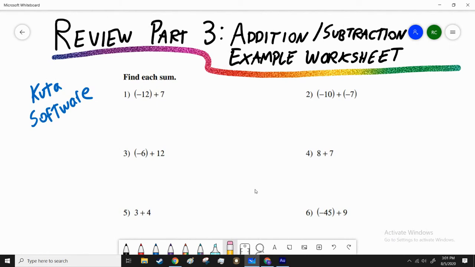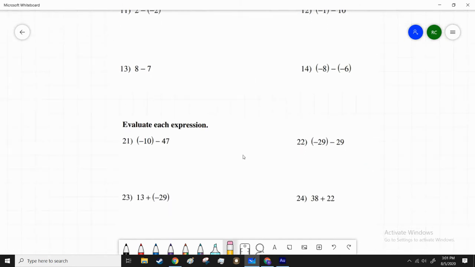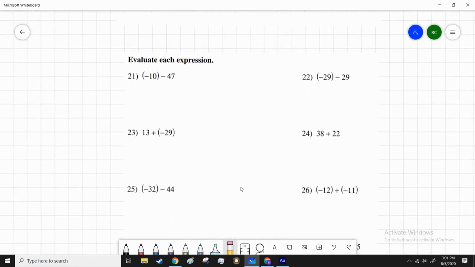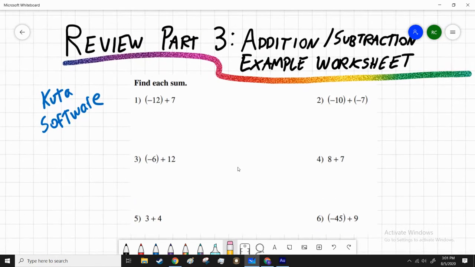Now, I did not take every single problem from this worksheet, but we still have quite a few to get through, so let's get moving.